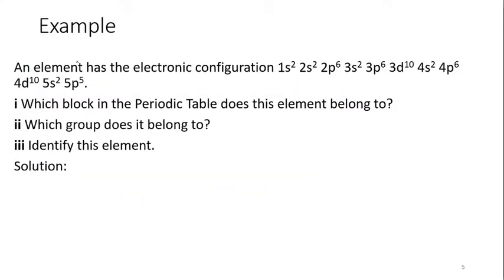Now let's take an example. An element that has this electronic configuration. Which block in the periodic table does this element belong to? If I look here, I can see that it ends with a p subshell. This means this element belongs to the p block elements.